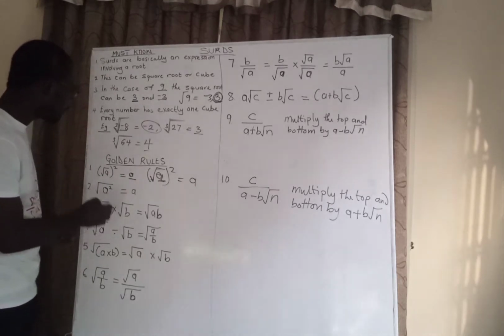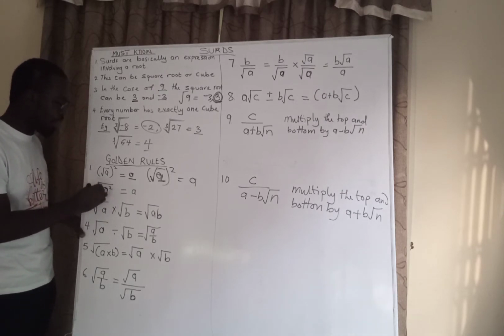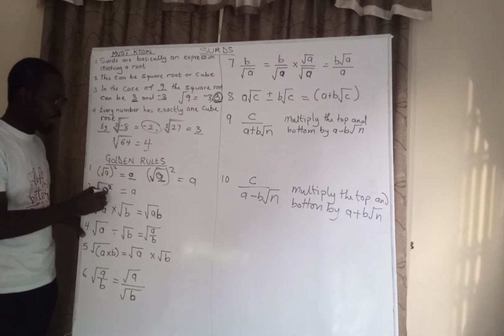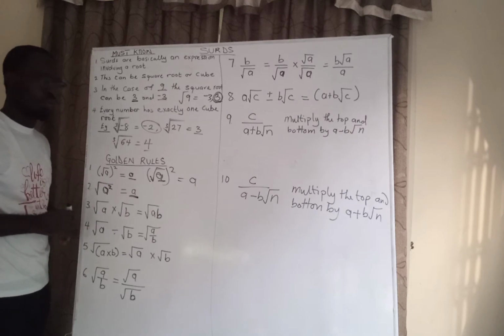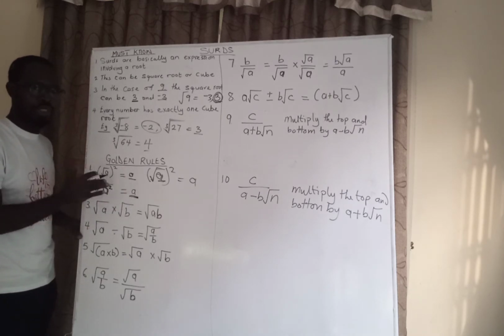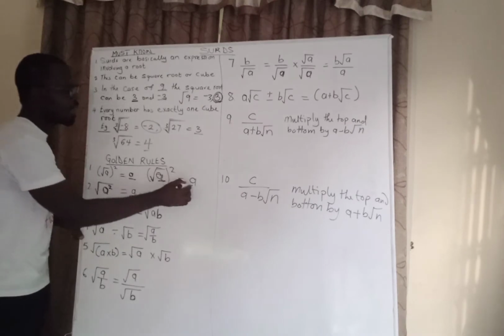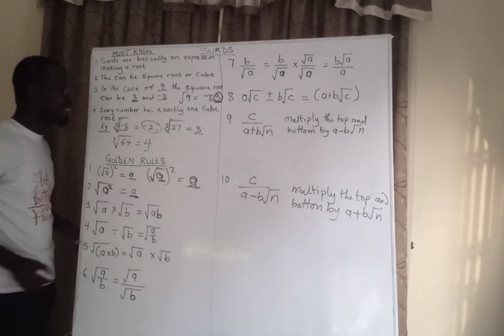All right. The second one also says that the square root of a variable, let's say a, all squared, the same result is obtained, a. So the first and the second, you should please take note of them. Don't confuse yourself. If they cancel each other, the resultant answer is a.